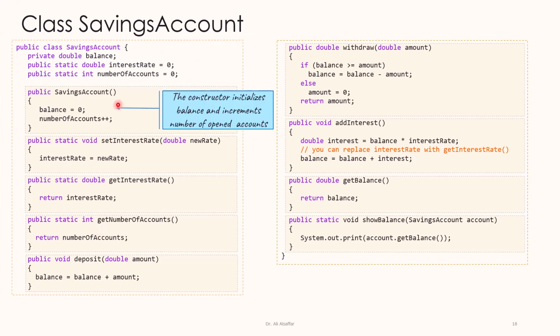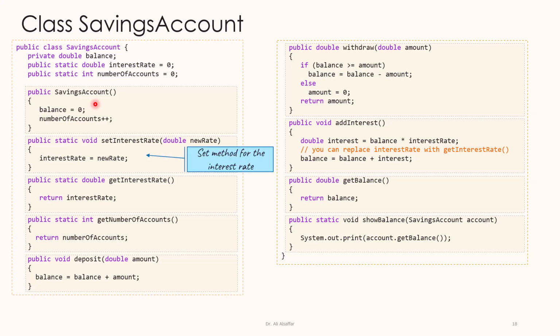In the constructor, as we mentioned, first it initializes balance to 0 and it increments number of accounts by 1. So in other words, every time an object is created from this class, number of accounts will be updated and incremented by 1. And each object created from this class will have a separate copy of balance.